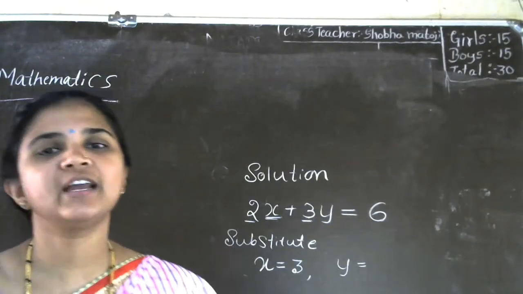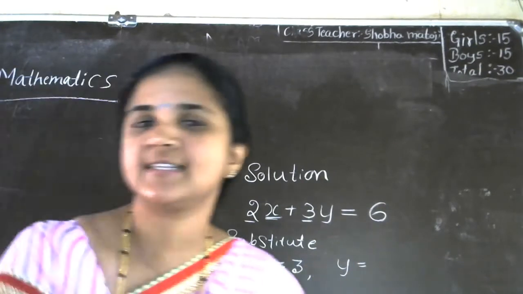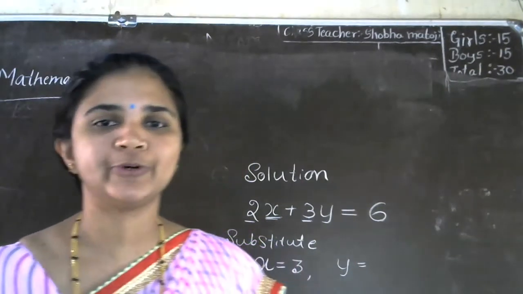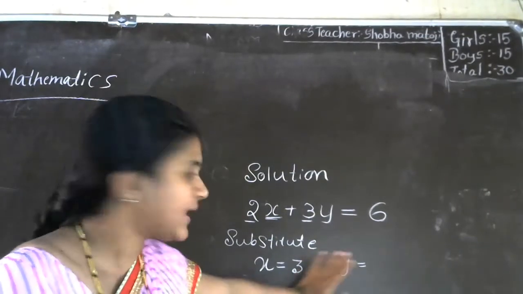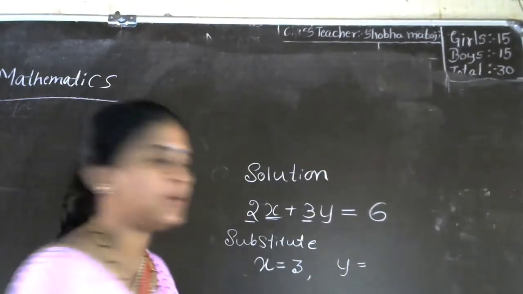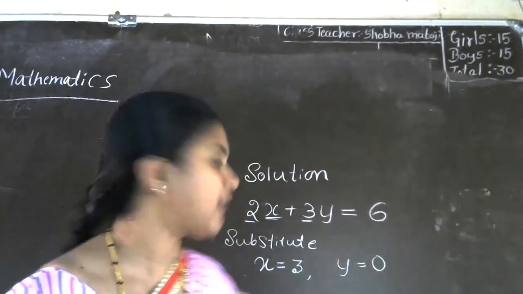While solving the graph, we will explain this concept. Now we are discussing just the solution. X = 3, Shri Harsha gave the answer. Okay, I'll take y = 0. Why do I put y = 0?